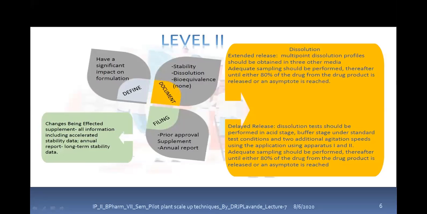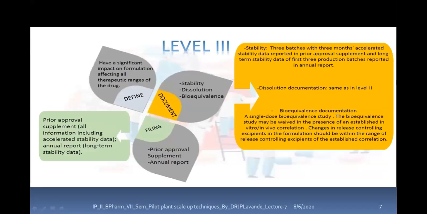So the changes being effected, that is said to be the CBE, changes being effected. It is known as the CBE document. The changes being effected supplement will provide all information including accelerated stability data, annual report, and the long-term stability data. So this is related to level 2.